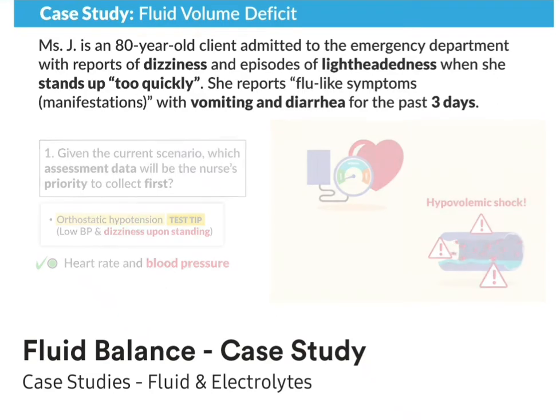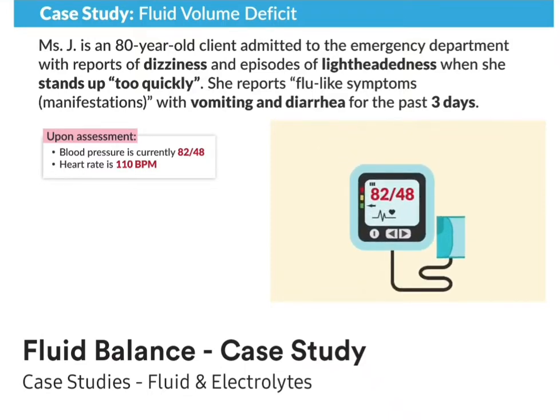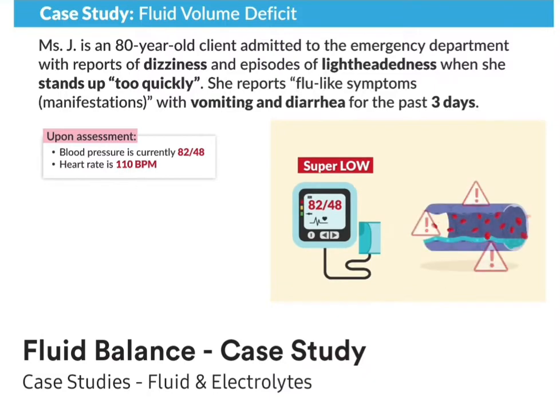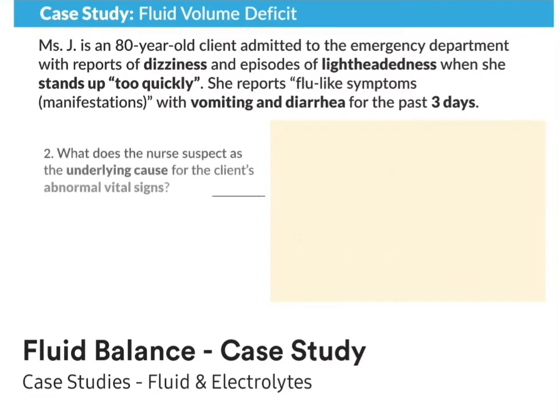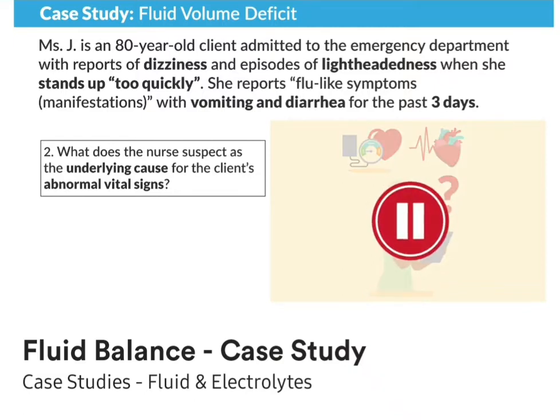Now moving on, upon assessment, blood pressure is 82/48, and the heart rate is 110 beats per minute. Oh my goodness, 82/48 blood pressure is super low. So let's go ahead and call the nurse. Wait a minute, you are the nurse. So this client is on the verge of total cardiac collapse with that hypovolemic shock. So the question states, what does the nurse suspect as the underlying cause for the client's abnormal vital signs? So go ahead and pause the screen and try your best to answer this question.